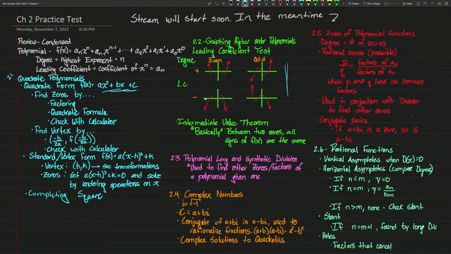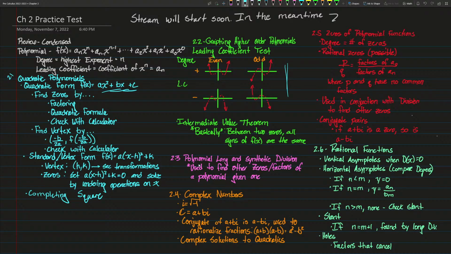So using the leading coefficient test, finding the zeros, and using the intermediate value theorem, we should be able to graph most polynomials. Okay. 2.3, that is long division and synthetic division. It's kind of hard to put that in notes, but that's what we're doing. Sorry, I'm going to scoot back to 2.3. 2.3 is going to be used in 2.5. That's just kind of a preview of what we're doing.